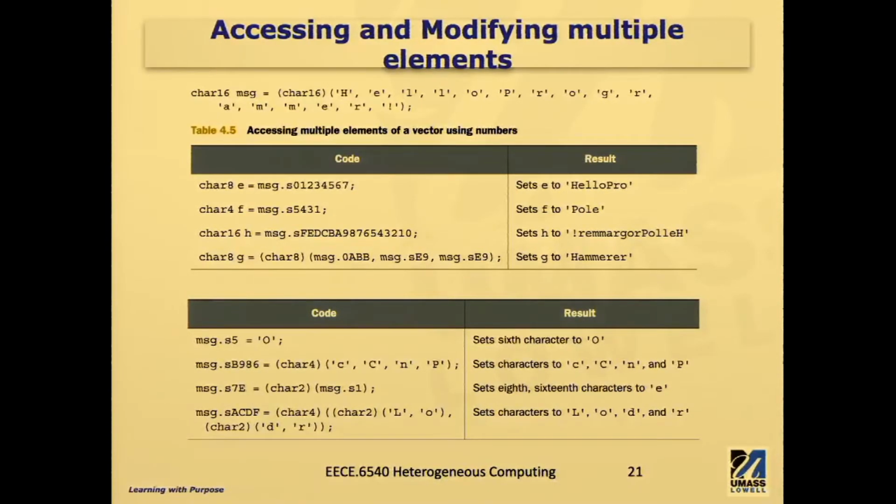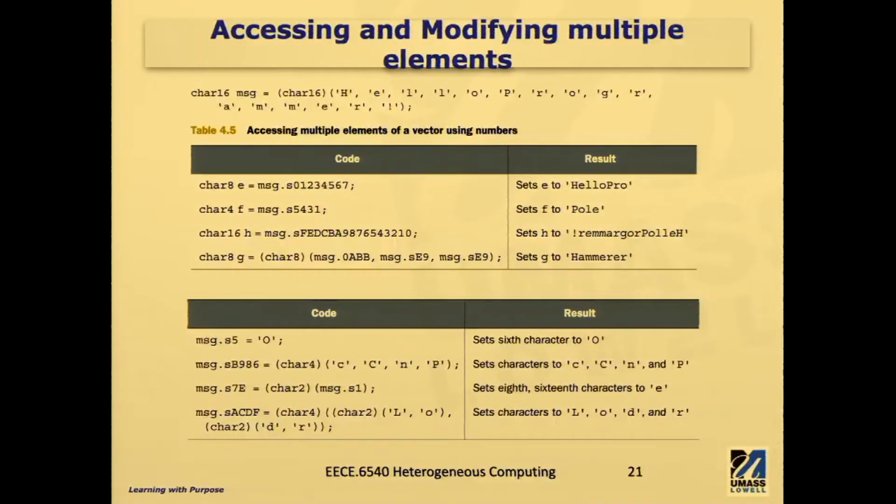For the indices that are larger than 9, we use hexadecimal digits to represent them. So essentially, we're going to reverse the original vector and assign that to H. And we can do that in different ways. We can pick any other elements and put them into a different vector. Also, we can assign values to these different portions of the vectors. We can assign a new letter to the element at index 5, and we can assign new values to other parts of the vectors.